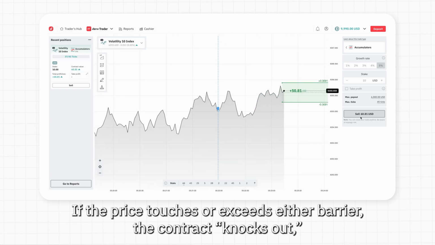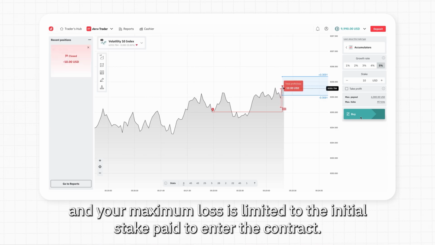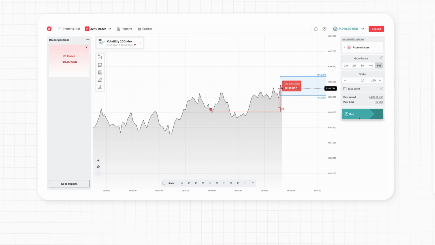If the price touches or exceeds either barrier, the contract knocks out, and your maximum loss is limited to the initial stake paid to enter the contract.